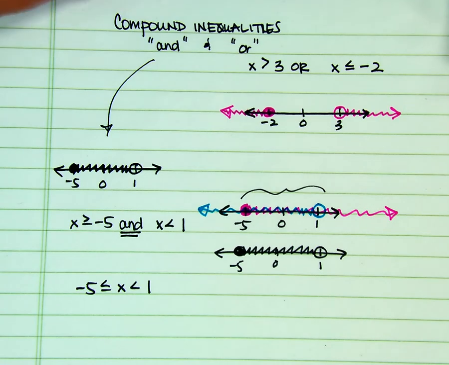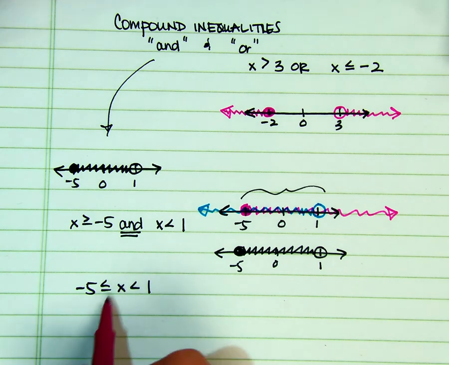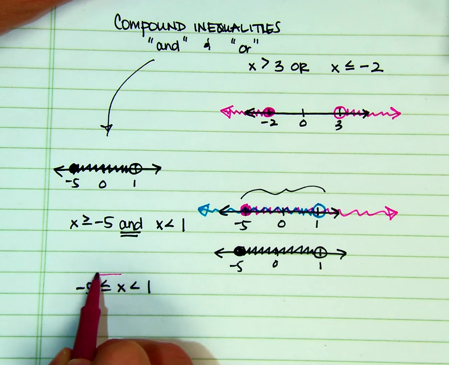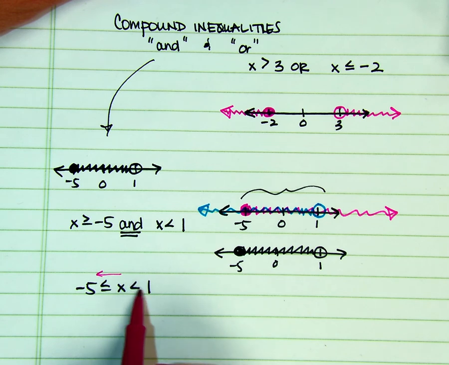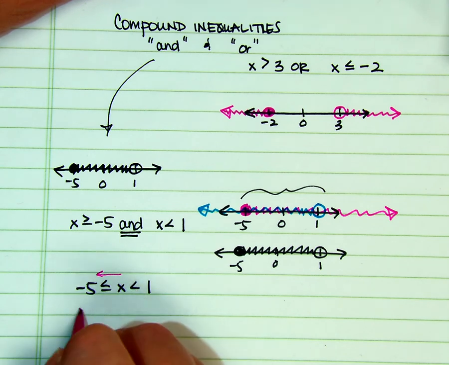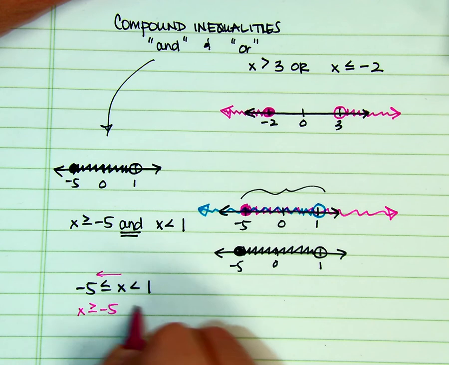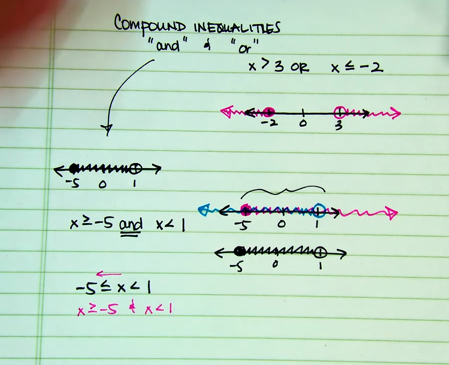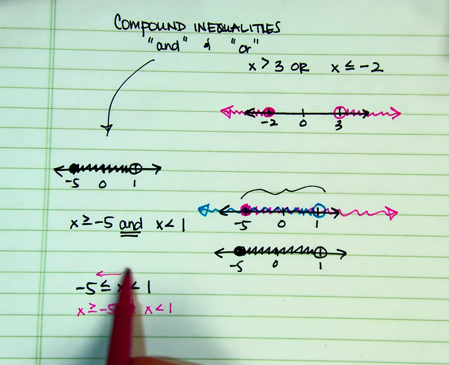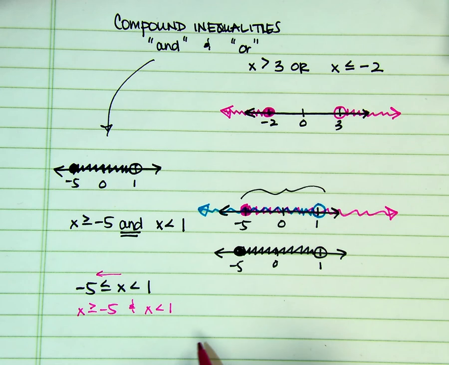Okay, so when you are doing these, remember you are reading from the variable. So I'm going to be reading it the same way. X is greater than or equal to -5, and x is less than 1. So if it helps you by splitting it into 2, then go ahead and do that. Just make sure that you are not changing this and to an or.